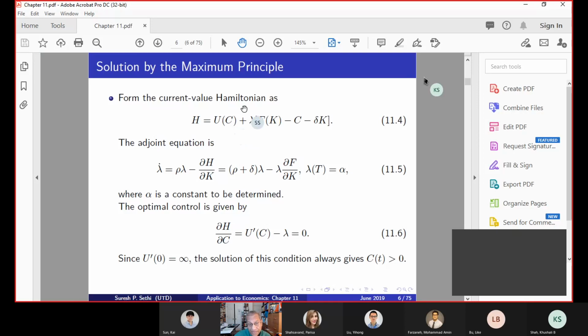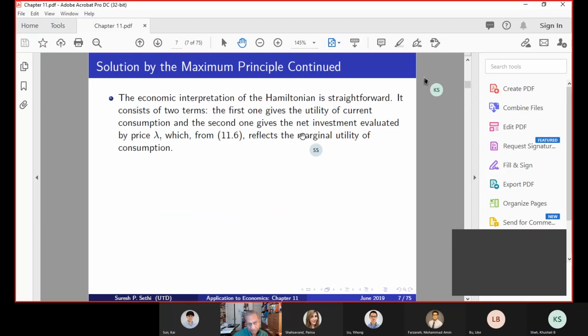If I consume more, I get more utility here, but I will get less K dot, and so there will be less value here. And so I can think of maximizing the Hamiltonian with respect to C to find the optimal consumption. And this gives me a dynamic condition for optimal consumption. And this lambda converts the problem into a static problem at each point in time. Okay, so that's the whole idea of the Hamiltonian and the control theory.